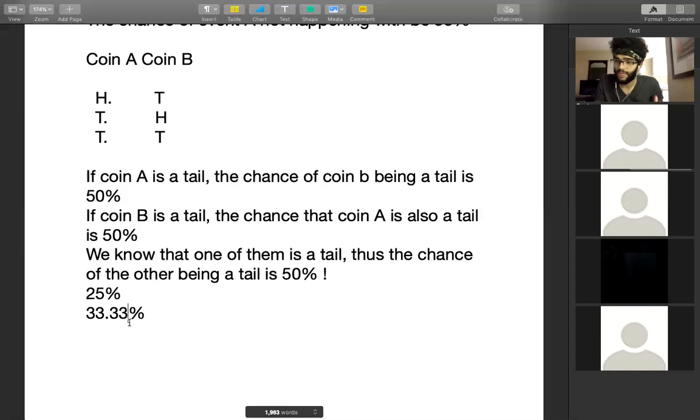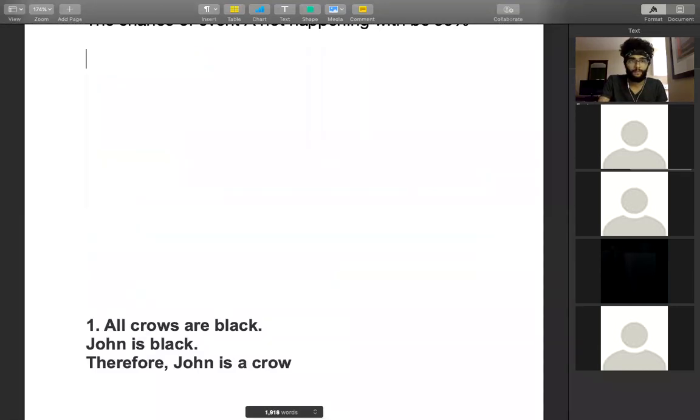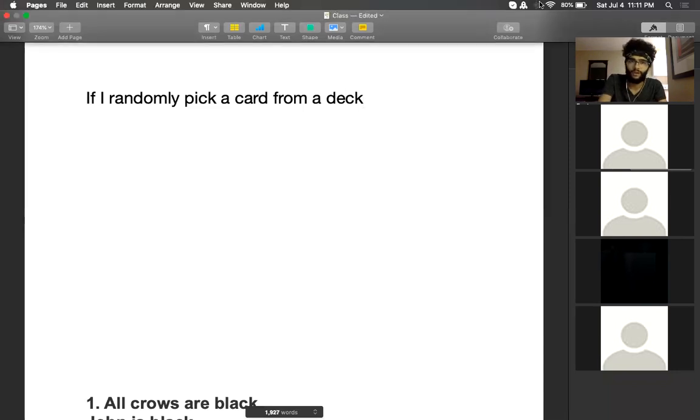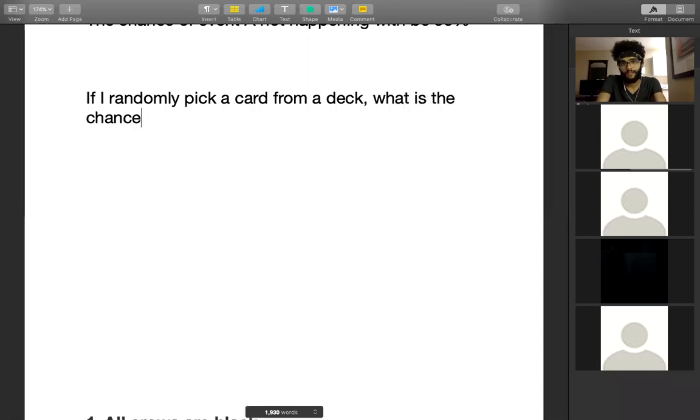And now let us try to solve some problems. Let's try to do a very interesting card problem, and let's see what to do. Okay, I have a question for all of you. If I randomly pick a card from a deck, so when I say a deck, it's 52 cards, and we don't talk about jokers here, and it's a well shuffled deck, and there's no tricks here. If I randomly pick a card from a deck, what is the chance that it is a red prime?